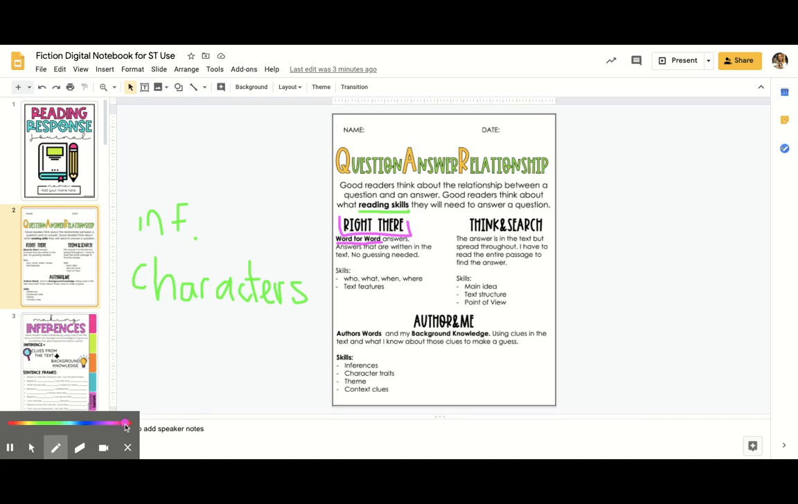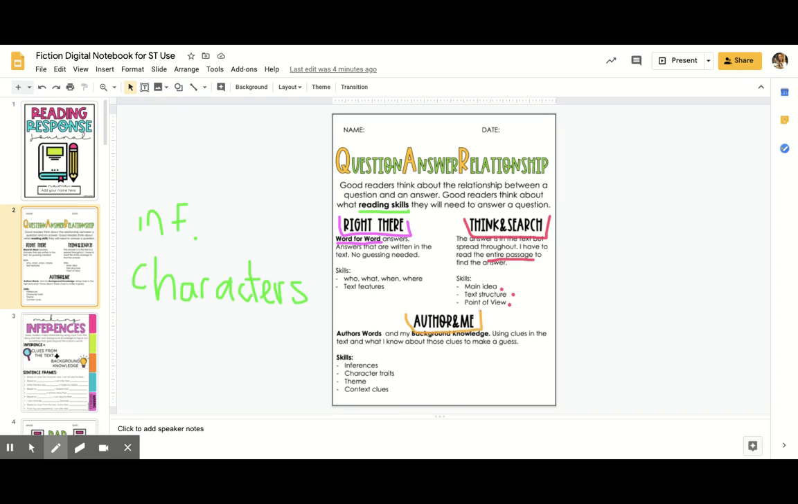Another type of question that we're going to be using this year is think and search. Now, this is when the answer's in the text. I'm not going to really have to guess, but I definitely am going to have to read the entire passage and get lots of clues as I go to figure out the answer. Okay, so it's not right there. It's not word for word. It's in the passage. I can find it in the passage. I just have to read the entire thing and really kind of search for it. So things like main idea, text structure, point of view, and we'll learn about all of those things later on in the year.